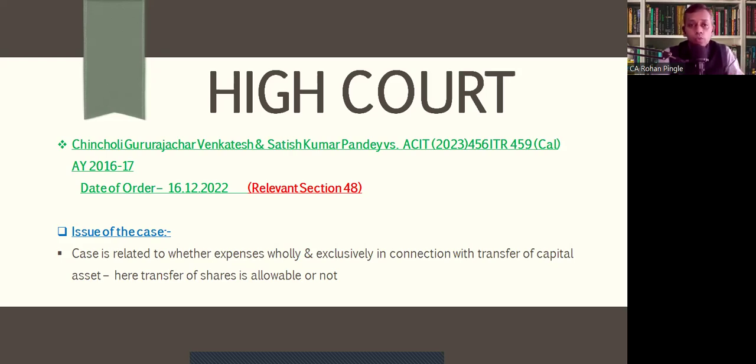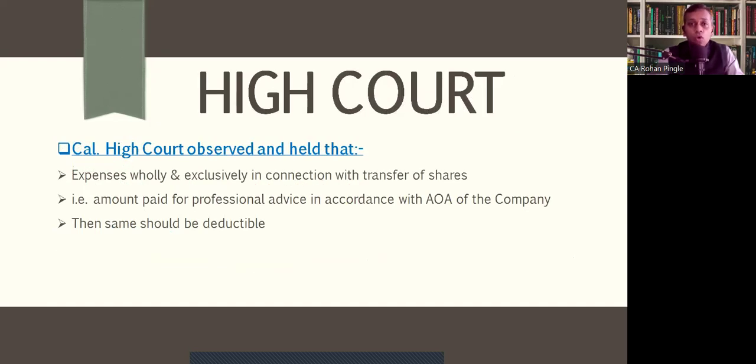Calcutta High Court observed and held that expenses wholly and exclusively in connection with transfer of shares, that is, the amount paid for professional advice in accordance with the AOA, the Articles of Association of the company, should be deductible. Yes, the High Court held that the amount paid for professional advice in accordance with the Articles of Association of the company should be deductible.